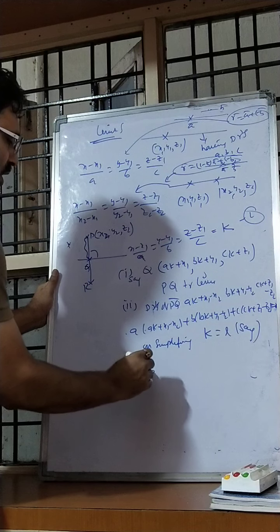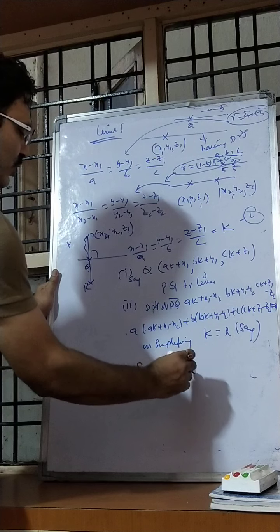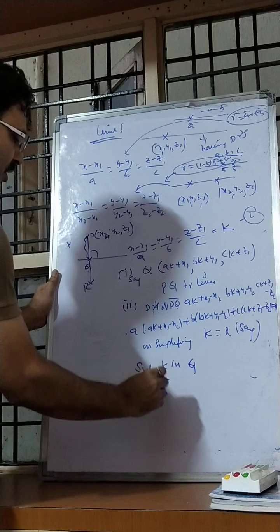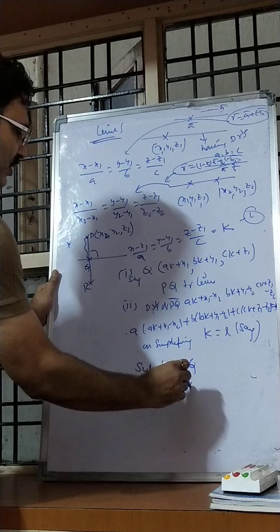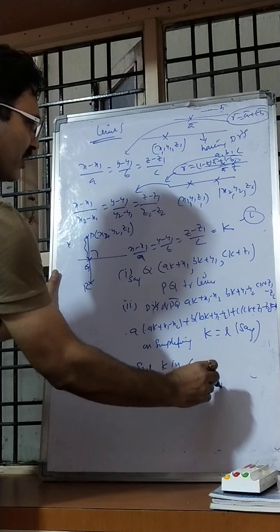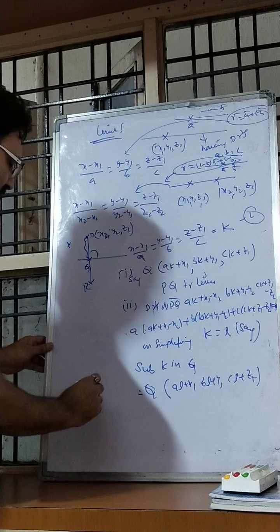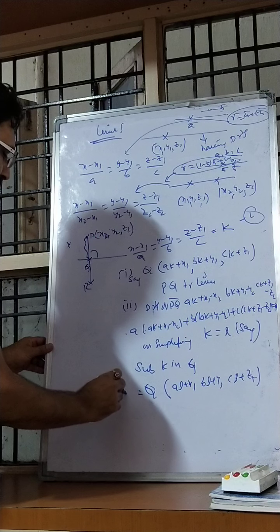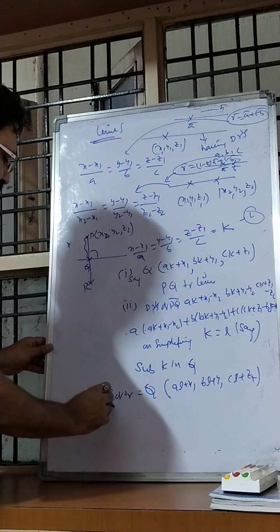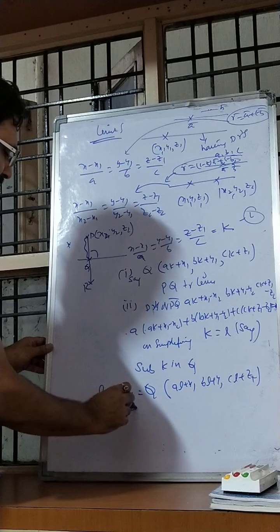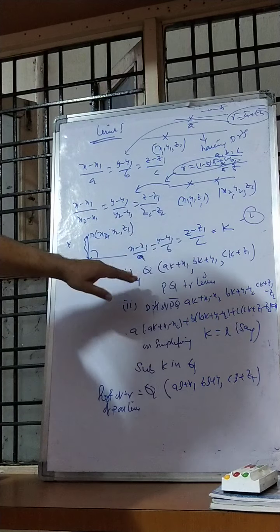Substitute K in Q, Nana. You will get Q: AL plus x1, BL plus y1, CL plus z1. Got it? This is nothing but the foot of perpendicular of P on the line. This is the procedure. What you have to do?